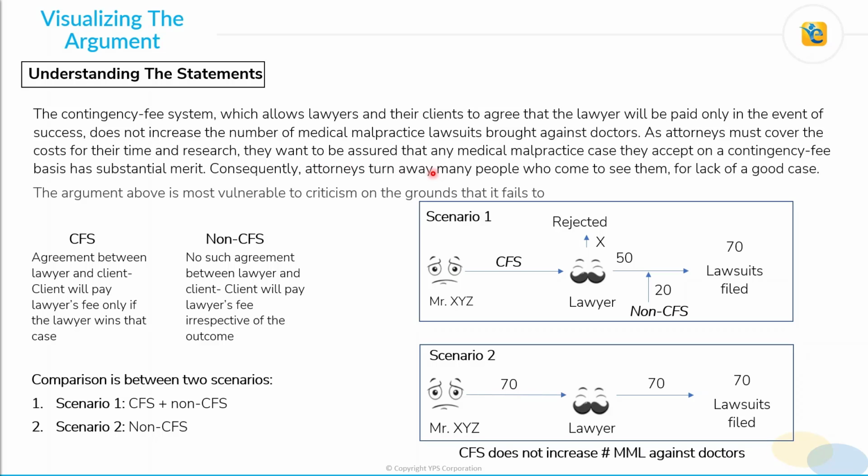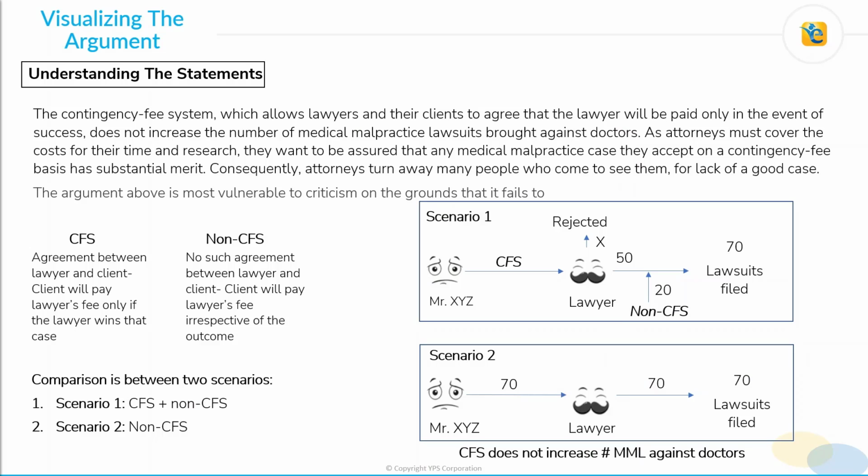The second thing is, I would just like to mention that although the ABC test is not applicable here, otherwise the ABC test is also used to identify conclusions when we have two claims and we need to see which one is the main conclusion. However, that is not the case here. The last sentence is not a claim, and therefore the ABC test is not applicable. We don't need to apply it. Clearly, there is just one conclusion, and the conclusion is that the number of medical malpractice lawsuits brought against doctors does not increase because of CFS. So this is the author's reasoning here.